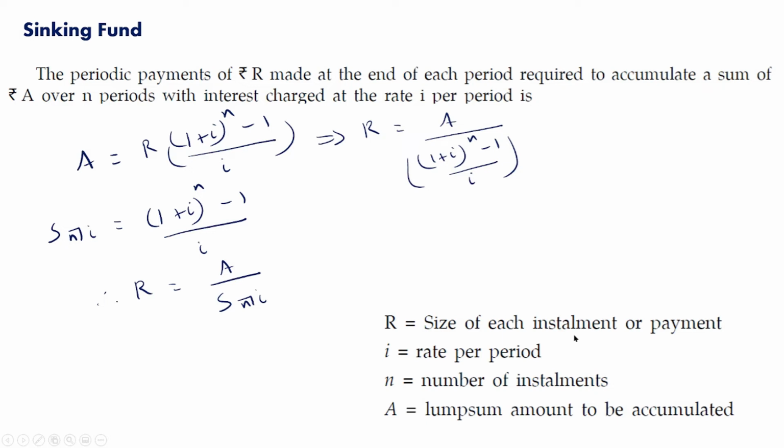Here R is the size of each installment or payment, i is the rate per period, n is the number of installments and A is the lump sum amount to be accumulated. So this is how we can find R. Sometimes in the textbook the value of the future value annuity factor will be given, but in the sample paper the value of (1 plus i) the whole raised to n is usually given. So it is better to use this formula directly.